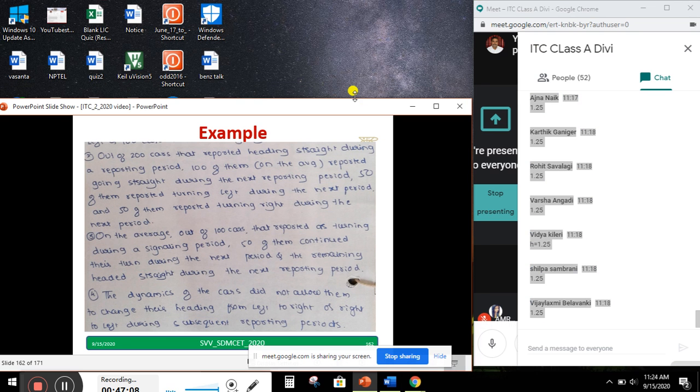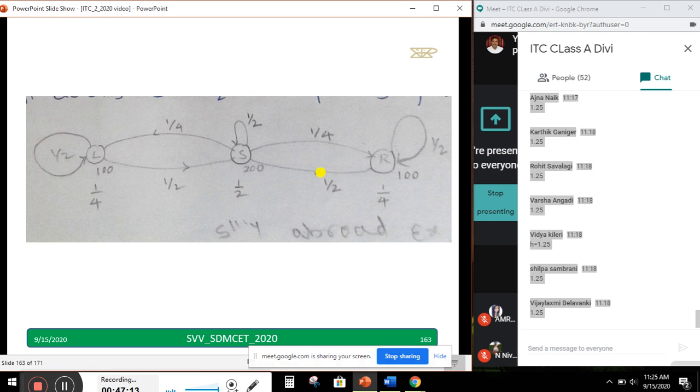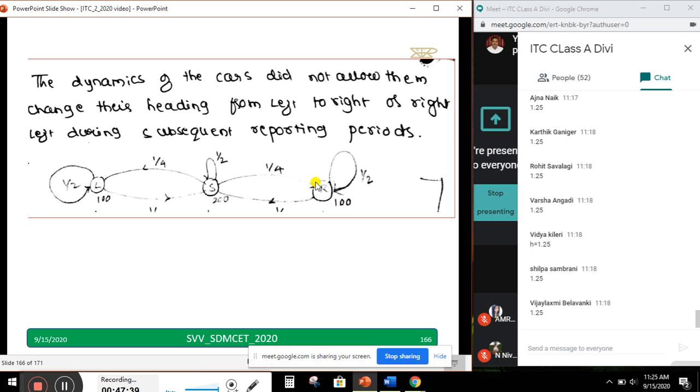This is the diagram of how you'll get it. I'll show you. You try. Straight, I've taken center. Left, I've taken L. Right means I've taken R. So based on how many cars are moving right or left, based on that you will get the probabilities. Simply I'm putting those probabilities. The same thing using black and white. I have just taken a diagram.